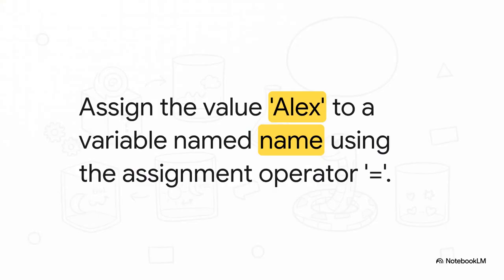And this right here brilliantly illustrates how incredibly simple Python can be. Notice how we just write our label, name, followed by an equal sign, and then the value we want to store, which is Alex. That equal sign, that's our assignment operator. We're literally assigning the value of Alex to that variable container we called name.